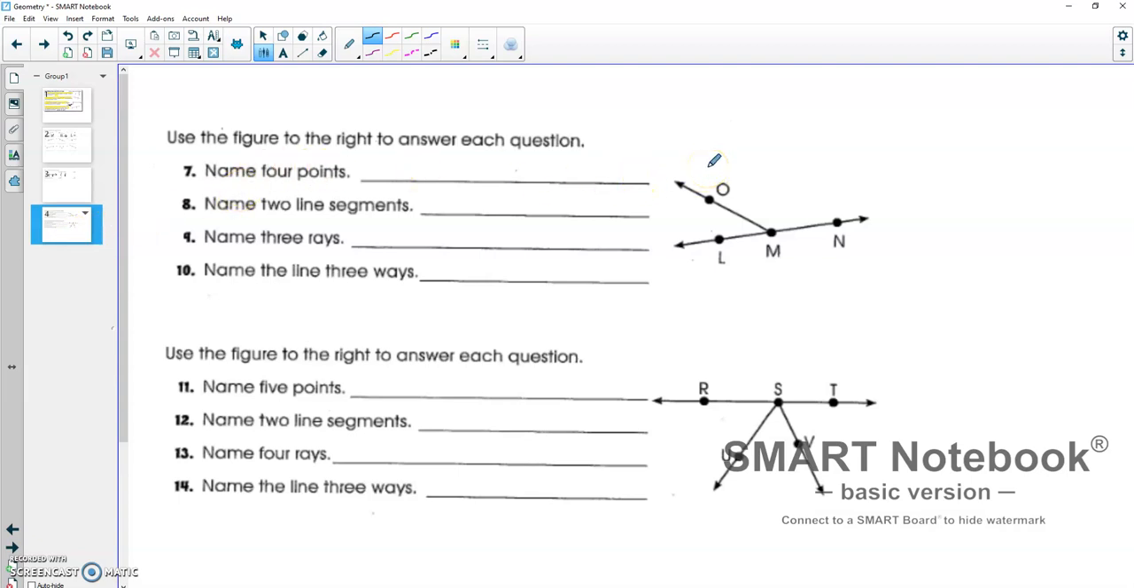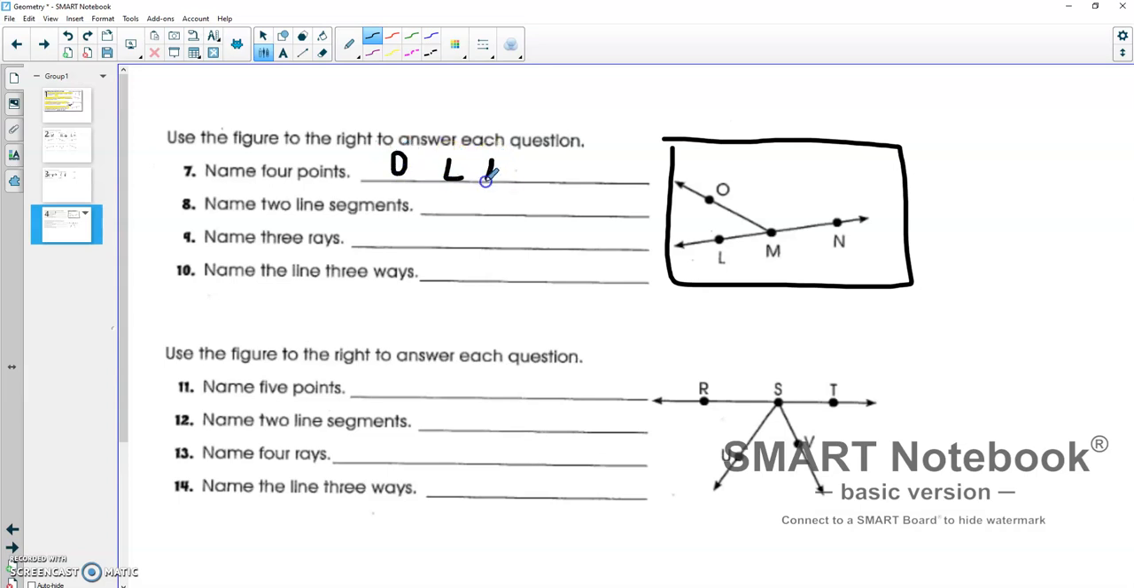Alright, so this one's a little trickier. Now you have this right here. There's a lot going on. But let's look at it and work on it together. Name 4 points. So I'm just looking for dots, nothing else. What do we have? Dot, dot, dot, dot. So we have O, L, M, and N. These are our 4 dots.